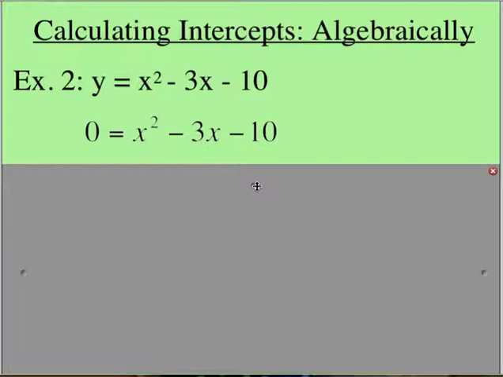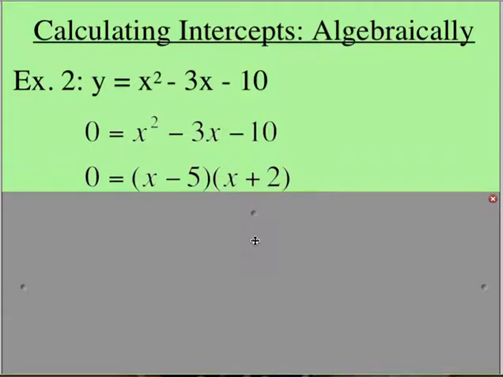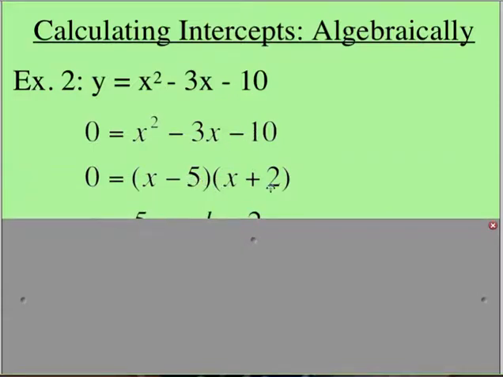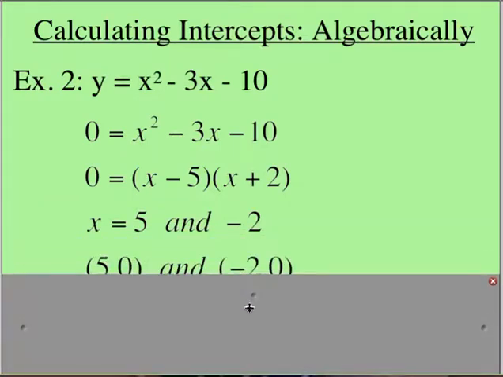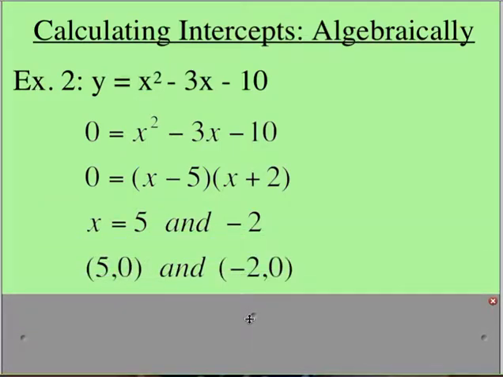So if you like to use the diamond method, you can, or box method. I'm going to find that -5 and 2 multiply to -10 and add to -3. So these are my factors. Then the zero product property tells me that x would be a positive 5 and a negative 2. So then I have two x-intercepts at (5, 0) and at (-2, 0).